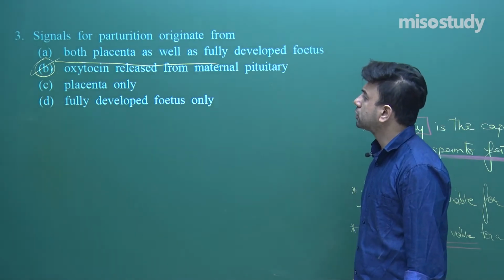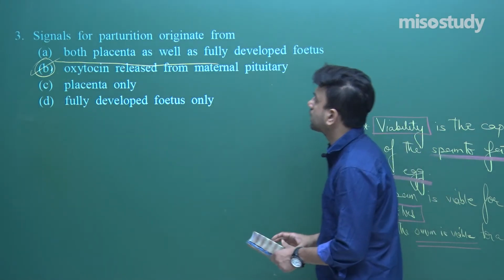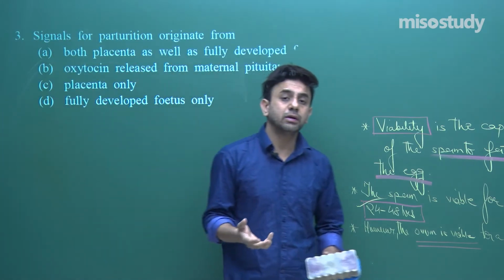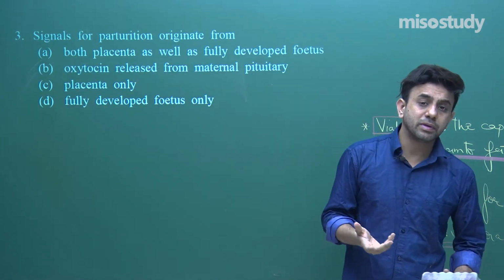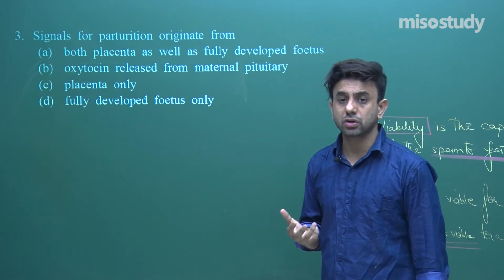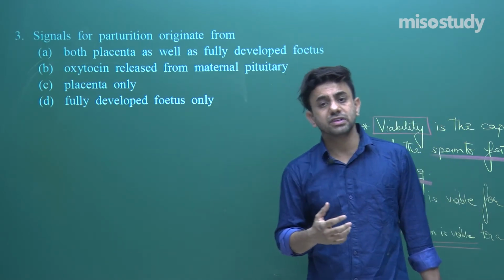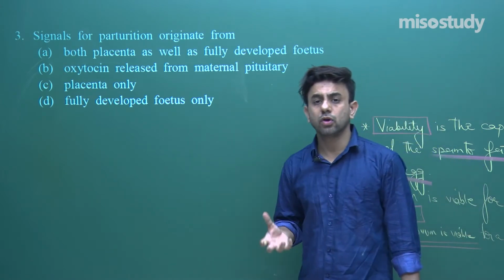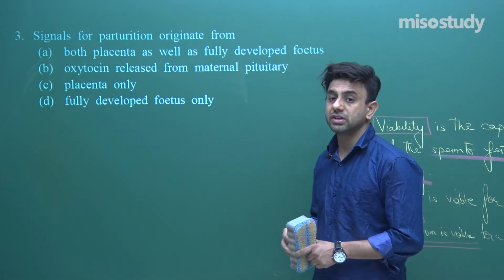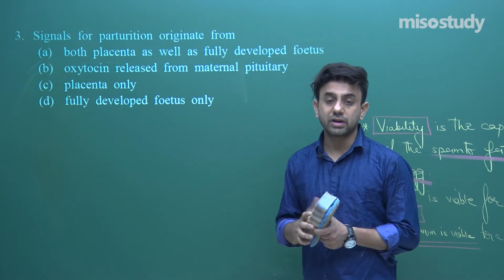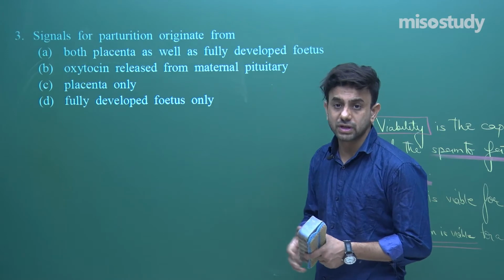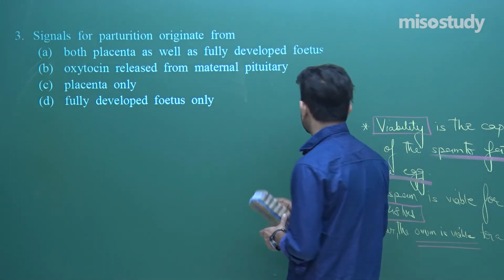Signals for parturition originate from, right. Parturition means giving out or delivering birth to a baby, and it happens through the fetal ejection reflex, and that happens under the influence of which hormone? Yes, the oxytocin hormone, right. What will oxytocin do? The oxytocin will cause the contraction of the uterus, so that the baby can be produced out under the fetal ejection reflex.